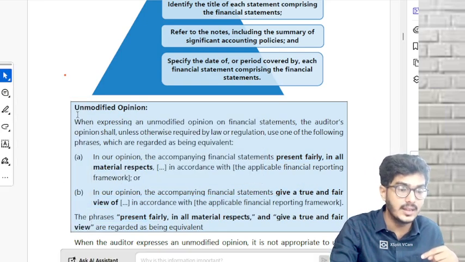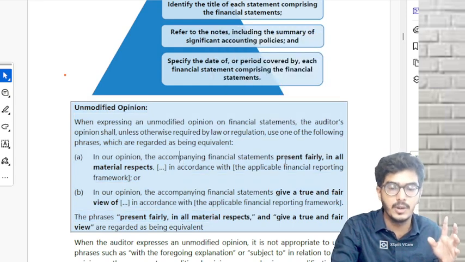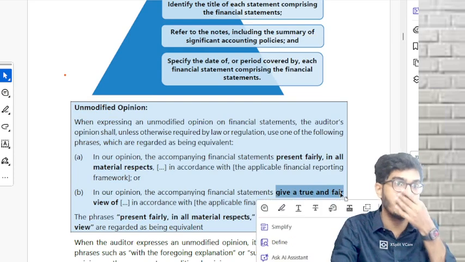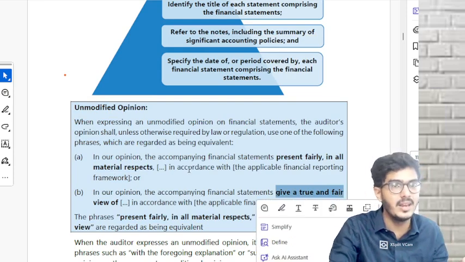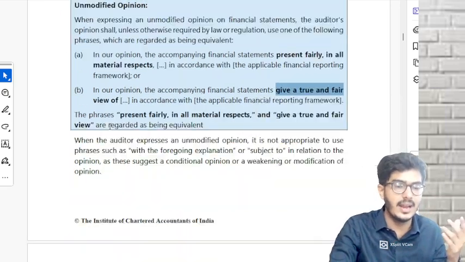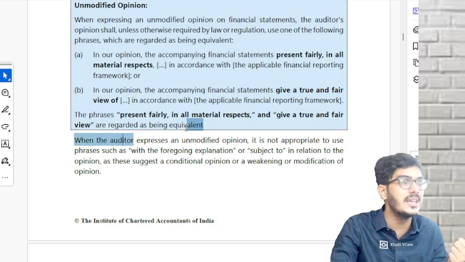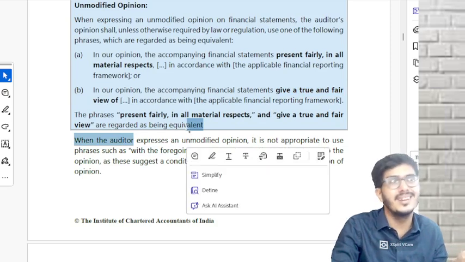Will you mug this entire thing? Yes. Especially you just have to remember this line. This bold and block letter line is there, no? That you have to remember. Either they can give present fairly or they can give true and fair. And last, they have written that the phrases present fairly and gives a true and fair view are regarded as being equivalent. Both are the same only.